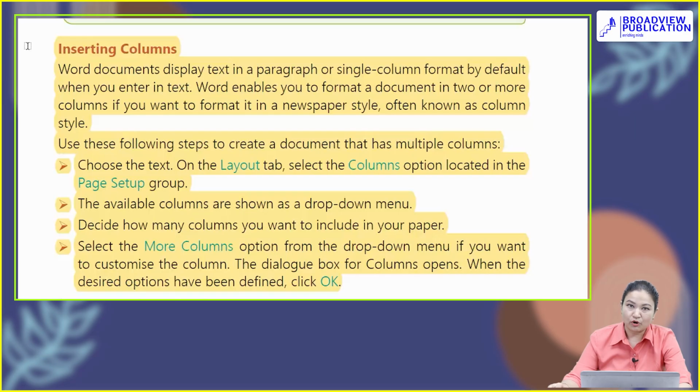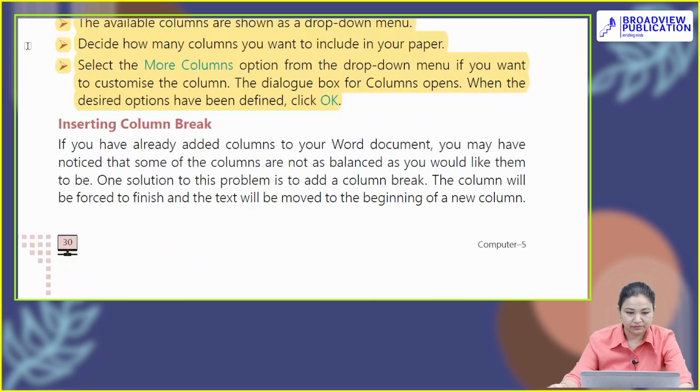You can choose the number of columns from there, and you have to select the More Columns option from the drop-down menu. If you want to increase the columns, you have to mention the number there. Then you have to click on OK.